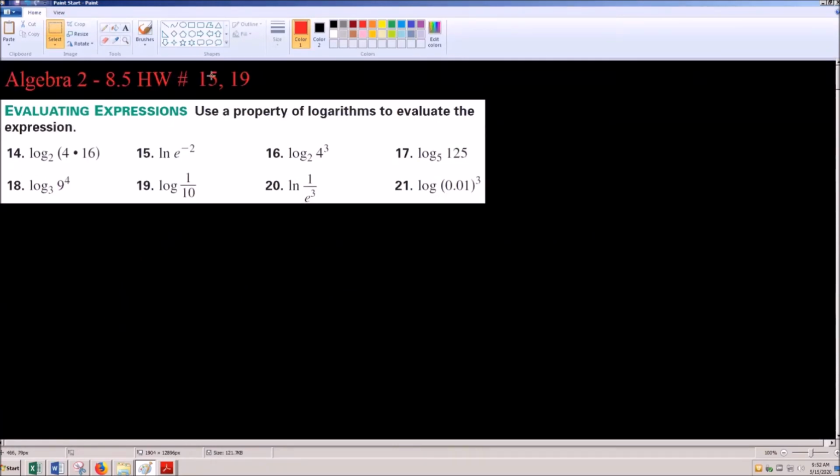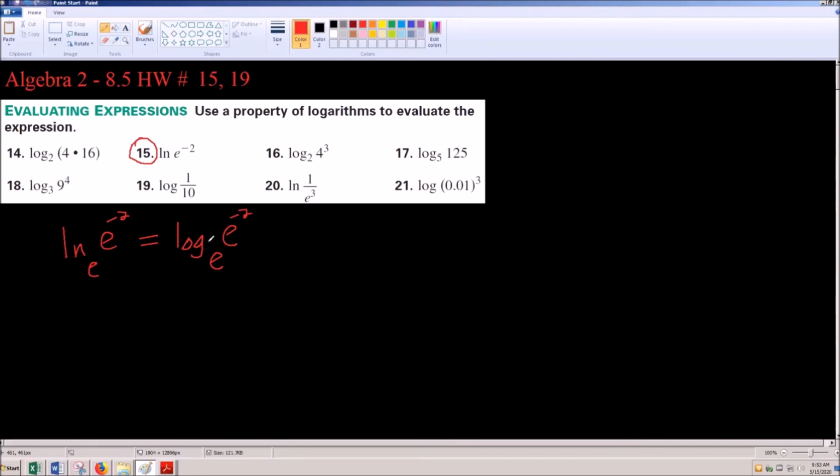We're going to start out with number 15 here from the 8.5 homework. So we're using the property of logarithms to evaluate the expression. When I see natural log like this, what that means is I'm using log base e. So if you wanted to rewrite this thing, you could. Not necessary, but I'm going to rewrite this thing just so we see it. And I'll write it in two forms. One is I'll just write natural log with my base e shown, and I've got e to the negative 2 like this. That's one way of writing it. Again, unnecessary because we already know this is using base e, but whatever. If you want to write it as log base e to the negative 2, that's fine as well.